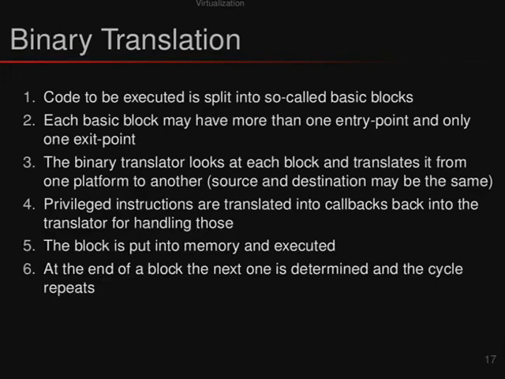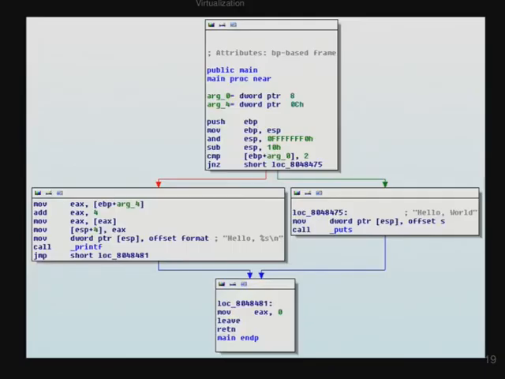What happens there is it's also a complete software solution. The code to be executed in a VM is split in so-called basic blocks. Each of those blocks can have more than one entry point. We'll see that on the next slide. This is code split into basic blocks. Each of these basic blocks can have several entry points, and exactly one exit point.